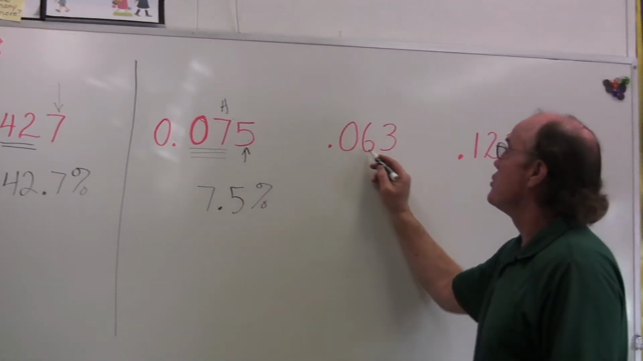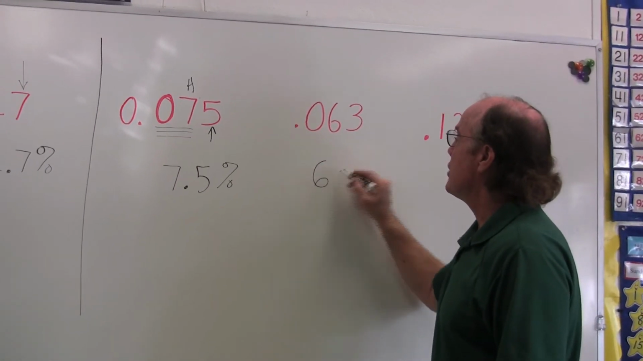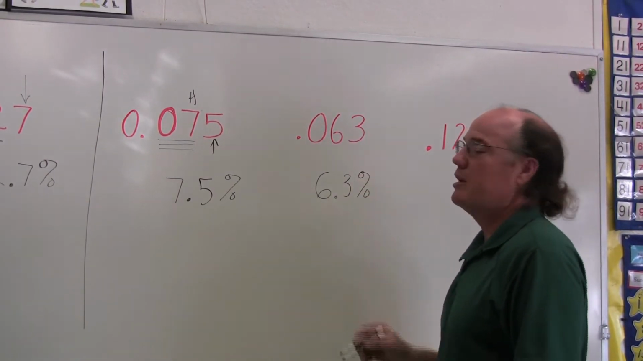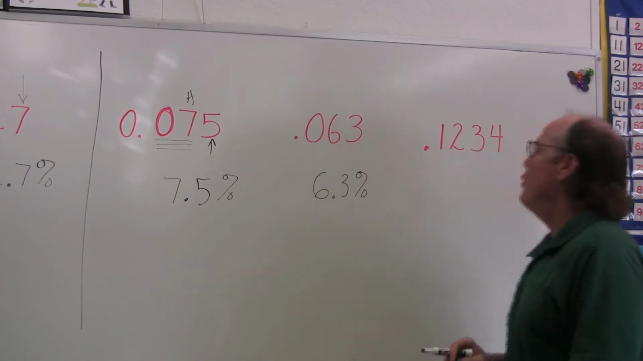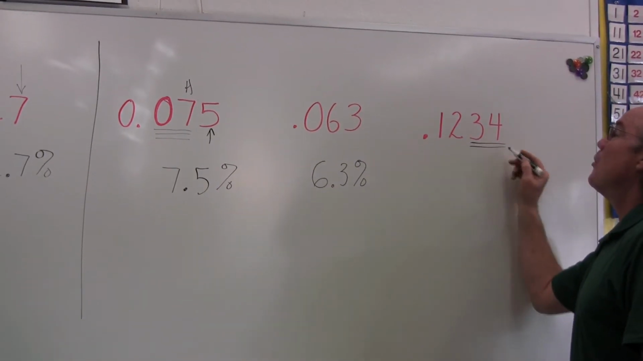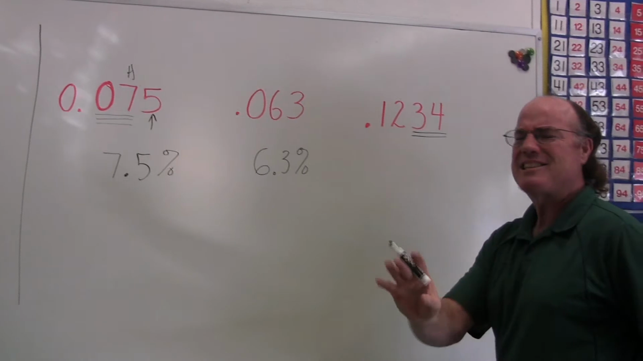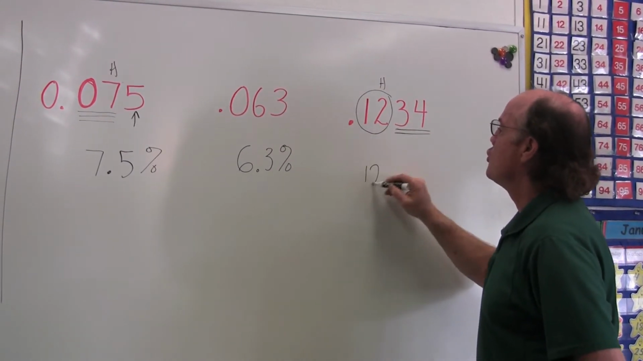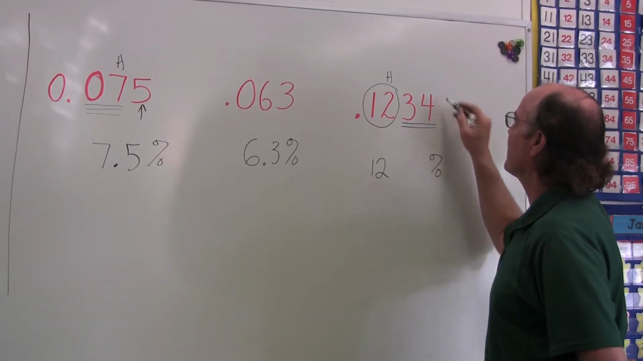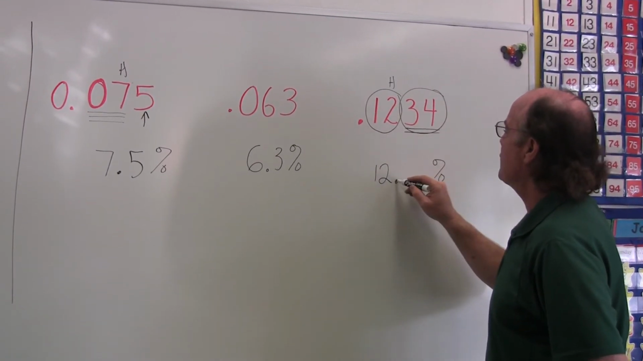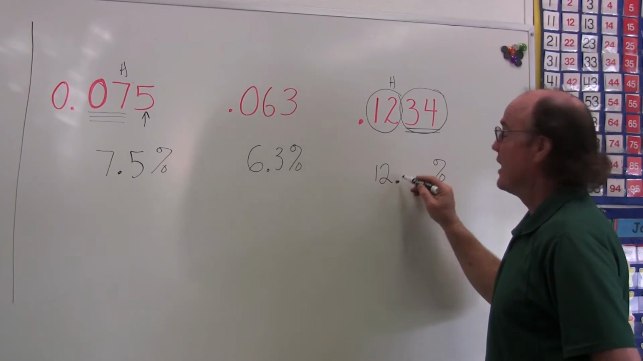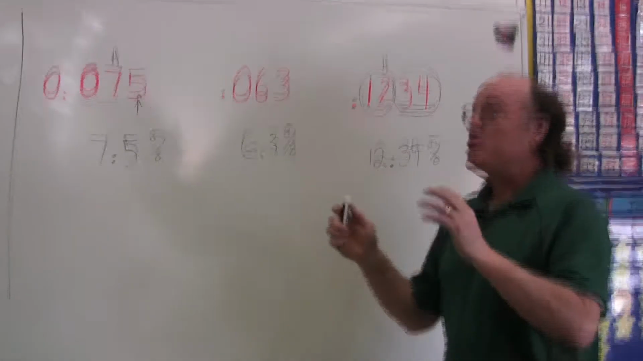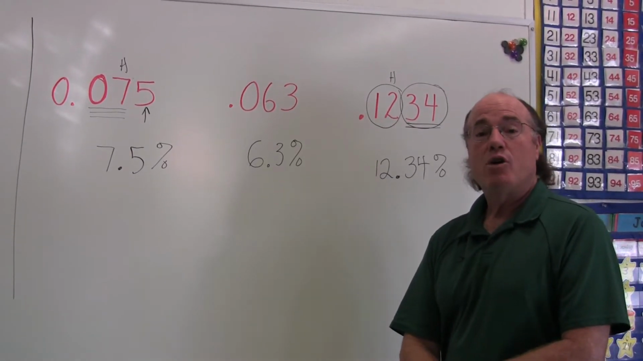Now, same thing here. 6%, 0.3. 6.3%. Then once in a while, they'll give you more than 3 numbers. You do the exact same thing. Here is 12 hundredths. 12%. The numbers that come after the hundredths, you put decimal, then those numbers. So now we should be able to do problems 1 through 8 on the homework.